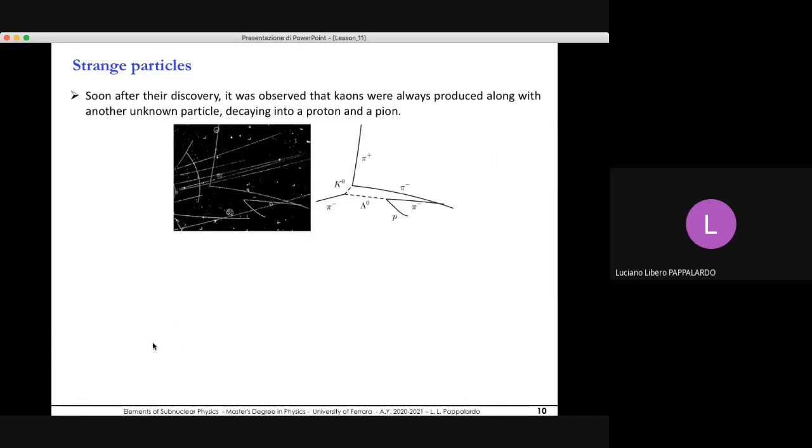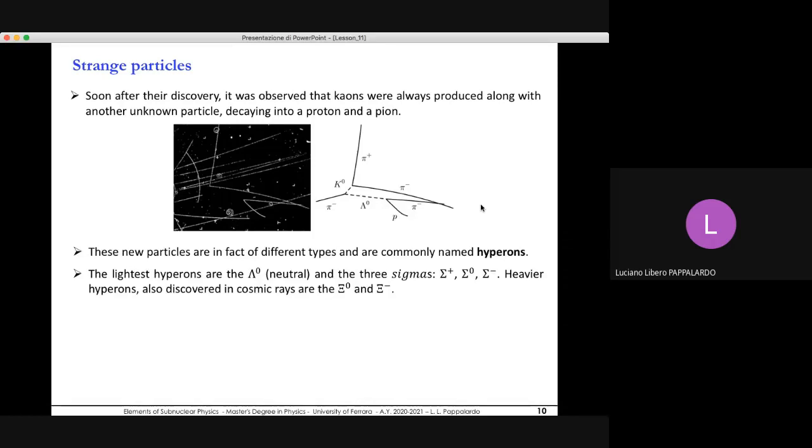Soon after their discovery, it was observed that the kaons were always produced along with another unknown particle, decaying into a proton and a pion. You see here a typical topology for this event. You produce a kaon, for instance a K0, which decays into this fork, which is a pi plus pi minus pair, together with something else which was not known at the time, a neutral particle. As you see here, there is no visible track in the bubble chamber. It then decays into two charged particles, which were recognized to be a proton and a pi minus.